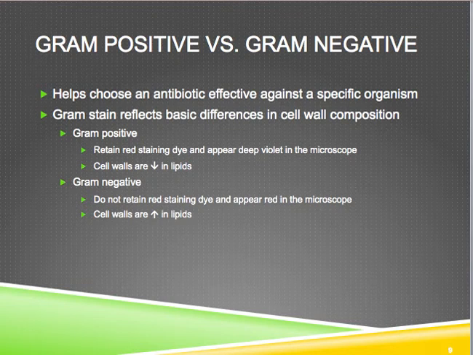The reason for the difference is that gram positive organisms have cell walls that have a low lipid concentration. Gram negative organisms have cell walls that are high in lipids. And since many antibiotics exert their activity on cell walls, knowing what type of cell wall will help narrow down your treatment to determine which antibiotics will be more effective.